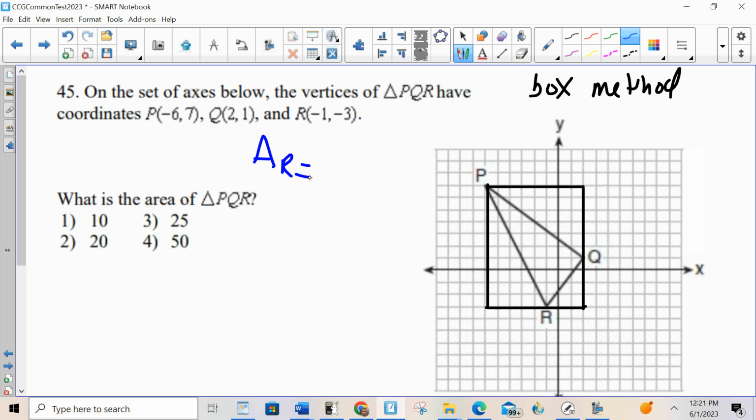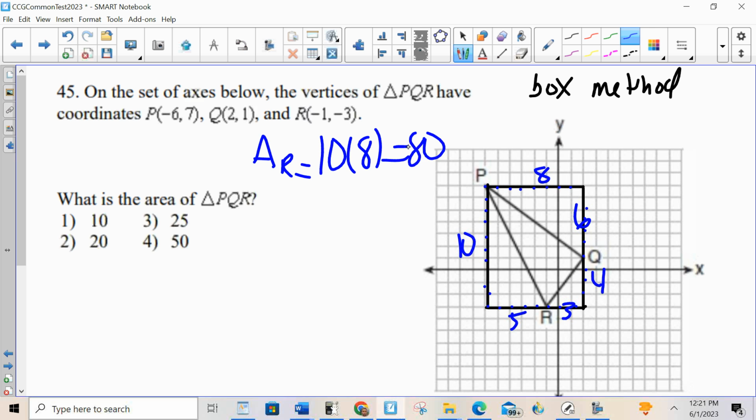The area of the rectangle, I'm going to count. So this is 1, 2, 3. 1, 2, 3, 4, 5. 1 through 10. 1 through 8. 1 through 6. 1, 2, 3, 4. I like to break it up because later on in the problem, it'll be nice to have it split up. So the rectangle is 10 by 8, which is 80.